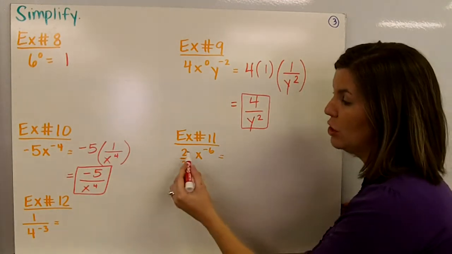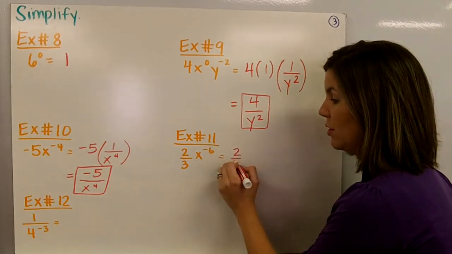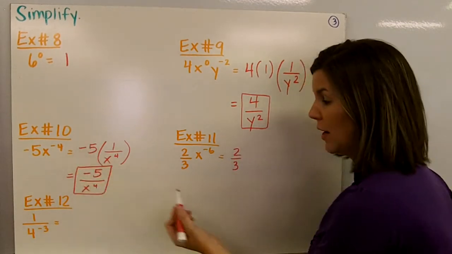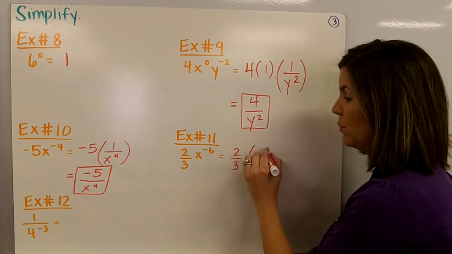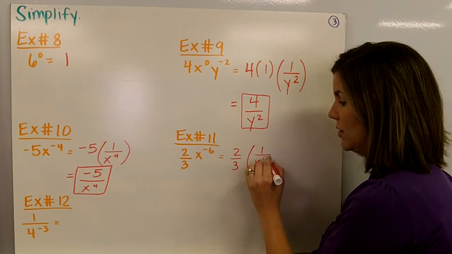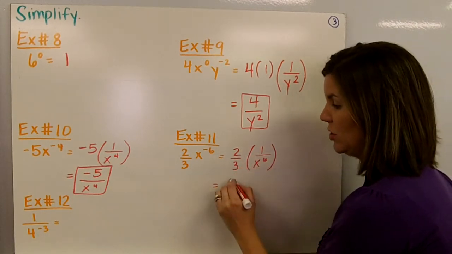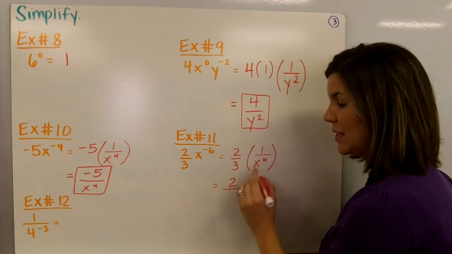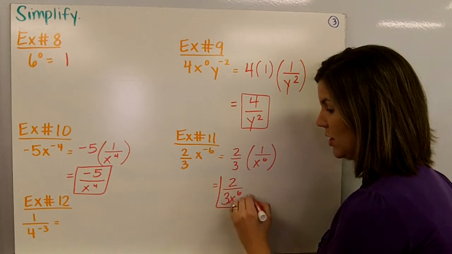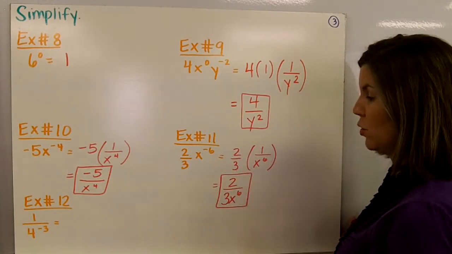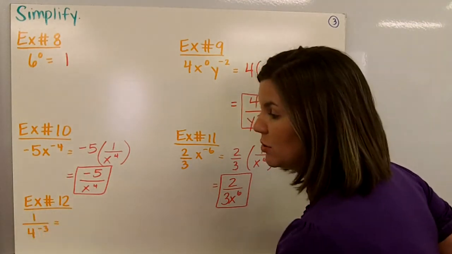Example number 11. 2/3 times x to the negative sixth power. So 2/3 is our fraction, and we treat it just like we did negative 5. It's a constant, it stays out front. X to the negative 6 would be rewritten as 1 over x to the positive 6. 2 times 1 is 2. 3 times x to the 6, so 3x to the 6th power. You see that 3 and the x to the 6 are both in the denominator, so they stay together in the bottom.